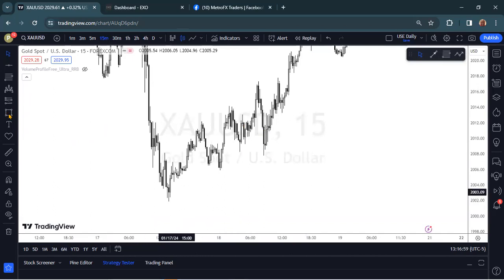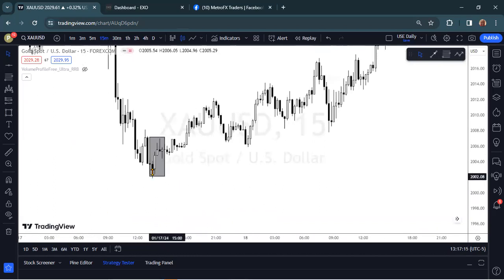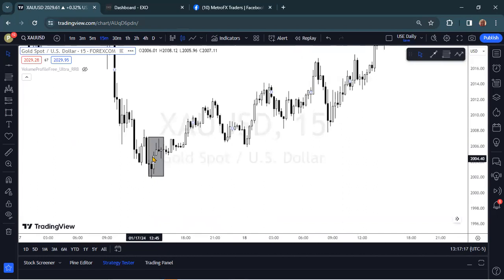But we're gonna take our tool. Let's say this is where you want to get in at. Pretty much, you go right here. You didn't get in at the point of entry. You waited for it to come back and retest the right shoulder.